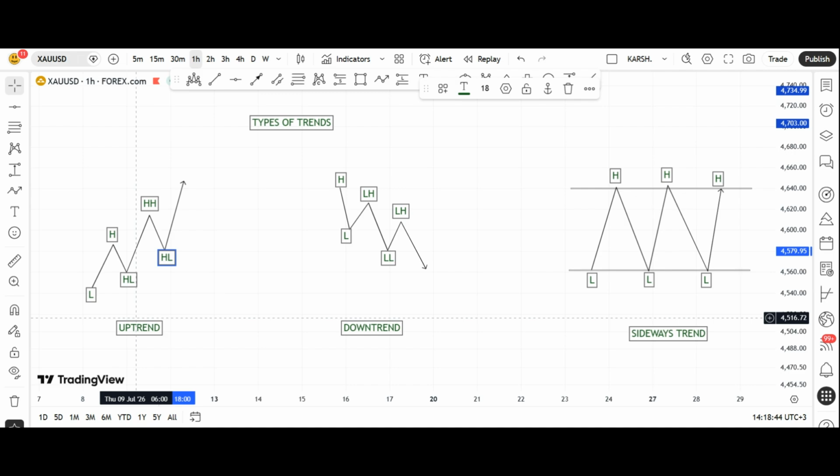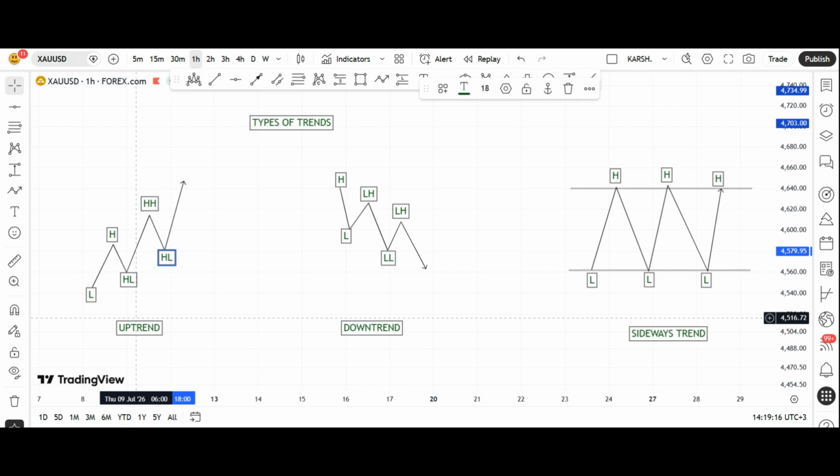The uptrend is a type of trend in which buyers are more in control than sellers, and we can identify it by looking at the series of higher highs and higher lows. Now we go to the downtrend, which is the vice versa of an uptrend. A downtrend is a market where sellers are more in control than buyers.